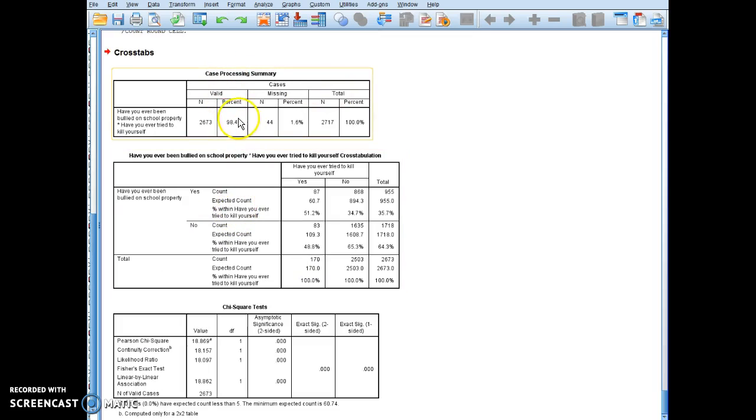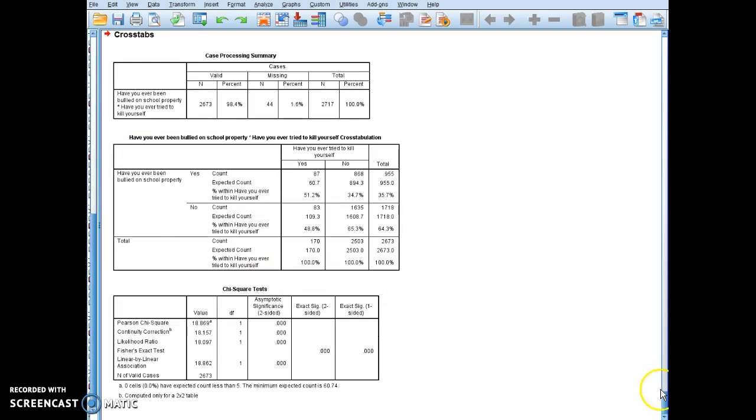So this is the data that has been run. The first table shows us the total number of students, 2,673 students who participated in this research question, and 44 of them are missing. The second table here shows us the observed counts of the questions answered by these students that are yeses or nos, and the expected count, which is what we would see if there were no relationship. But before that, I'm going to go ahead and look at the chi-square test.